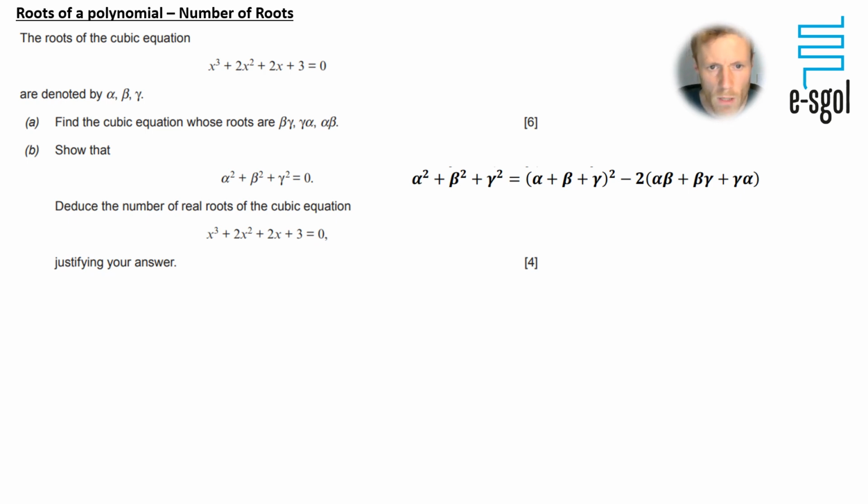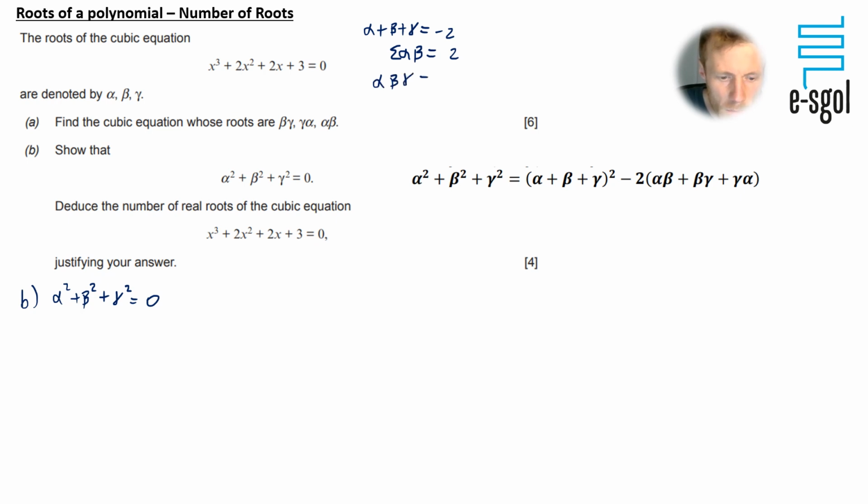Okay, so for part B, I've copied across the part of the cheat sheet that I wanted, and we want to show that the sum of the squares of the roots will equal 0. So alpha squared plus beta squared plus gamma squared equals 0. From before, I had worked out that alpha plus beta plus gamma equals -2, the sum of the alpha beta components is 2, and then the product of alpha beta gamma is -3. I'm going to need them.